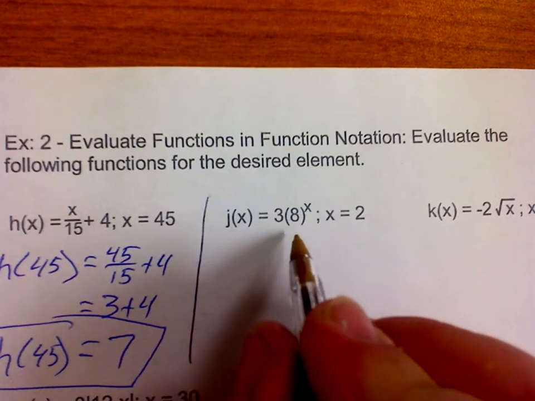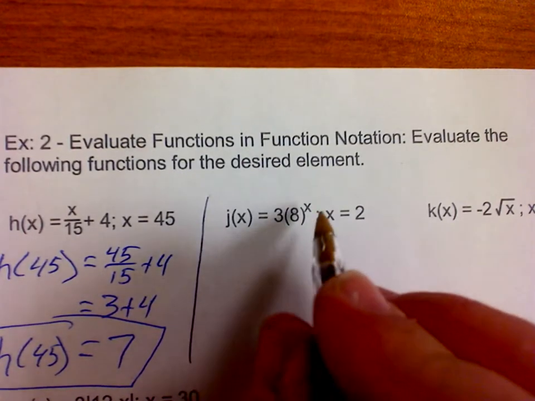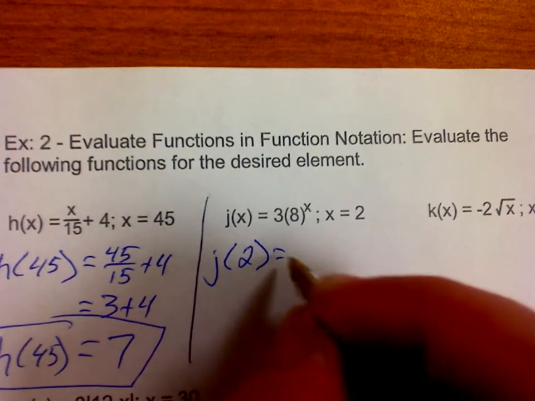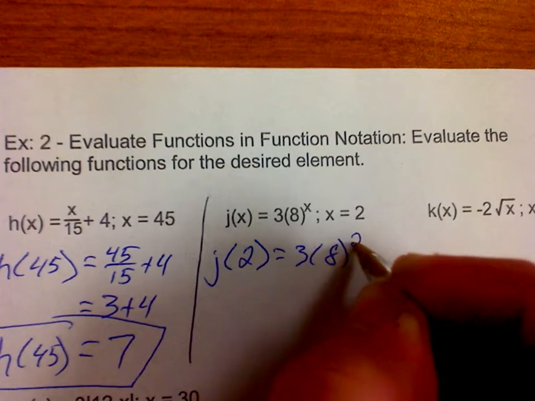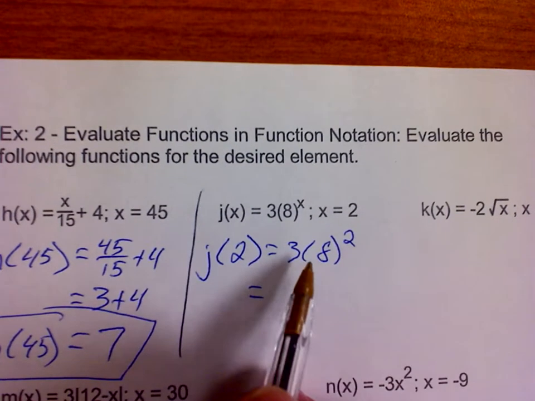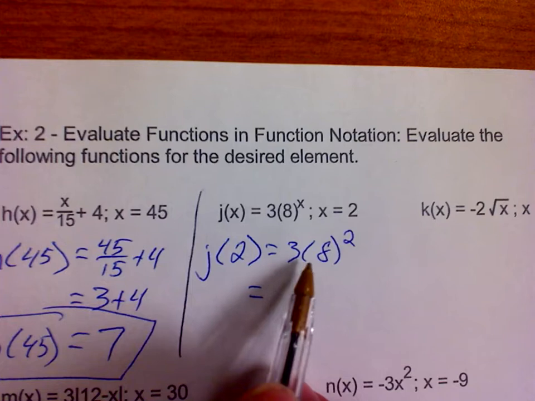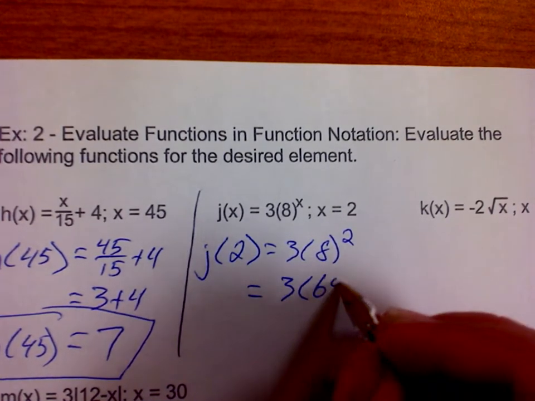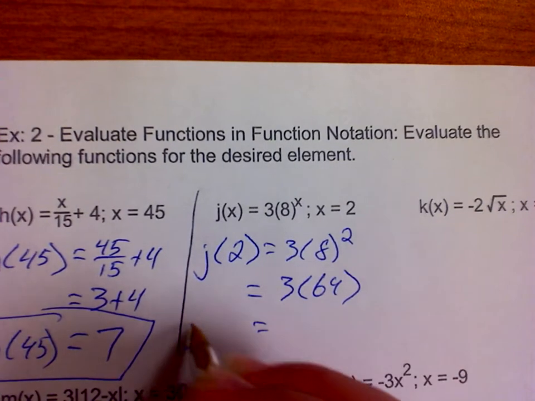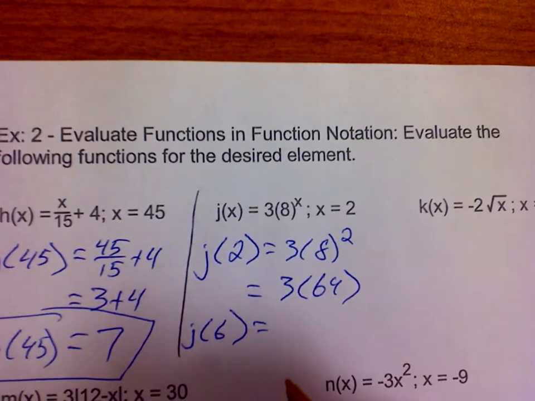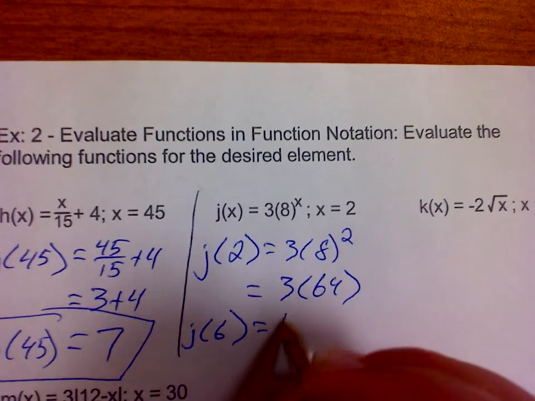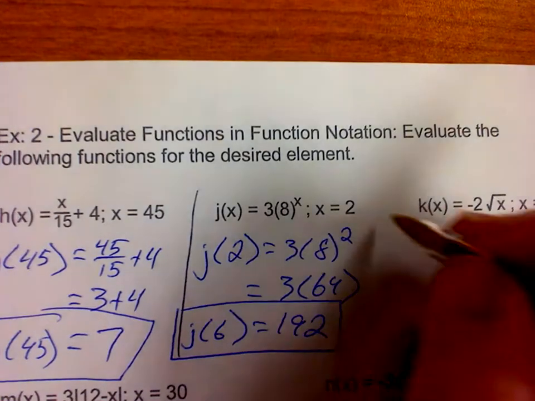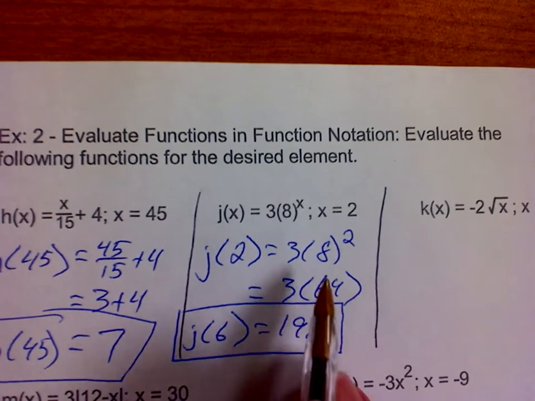J of x is equal to 3 to the 8th power, or sorry, 3 times 8 to the x power. We want to find out when x is equal to 2. So once again, same thing. J of 2 is equal to 3 times 8 to the power of 2. And we want to make sure we're using PEMDAS, which means we have to do exponents first before we do the multiplication here. So we're going to do 3 times, then we're going to do 8 squared, which is going to give us 64. And then once we do that little multiplication right there, we should end up with 3 times 64 is 192. 192 for that one. Always make sure we follow PEMDAS when we're doing these.